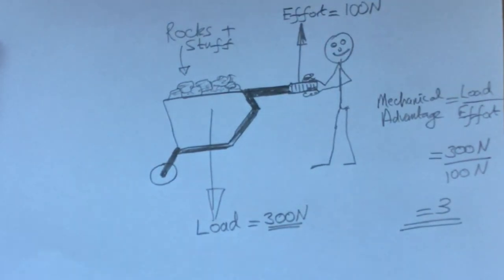This wheelbarrow has a mechanical advantage of 3. This means that the effort needed to lift the load is only a third of the load. Remember, this is because the effort is further away from the pivot than the load, the pivot being the wheel.